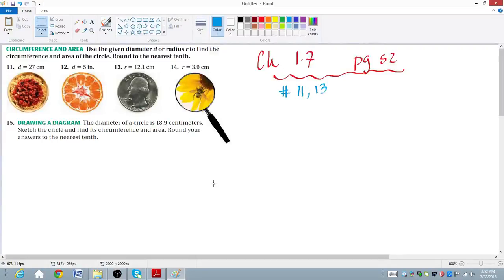All right, this is chapter 1.7, page 52. Since I didn't get a chance to finish number 11, the last segment, I'll do number 11 and number 13 on this one. So let's start with number 11.